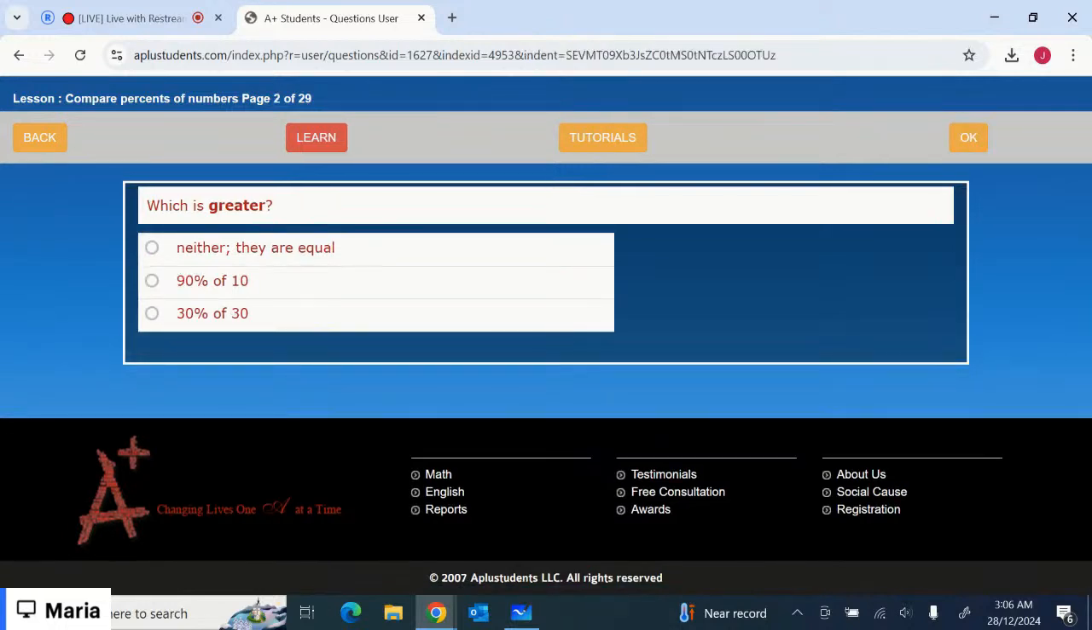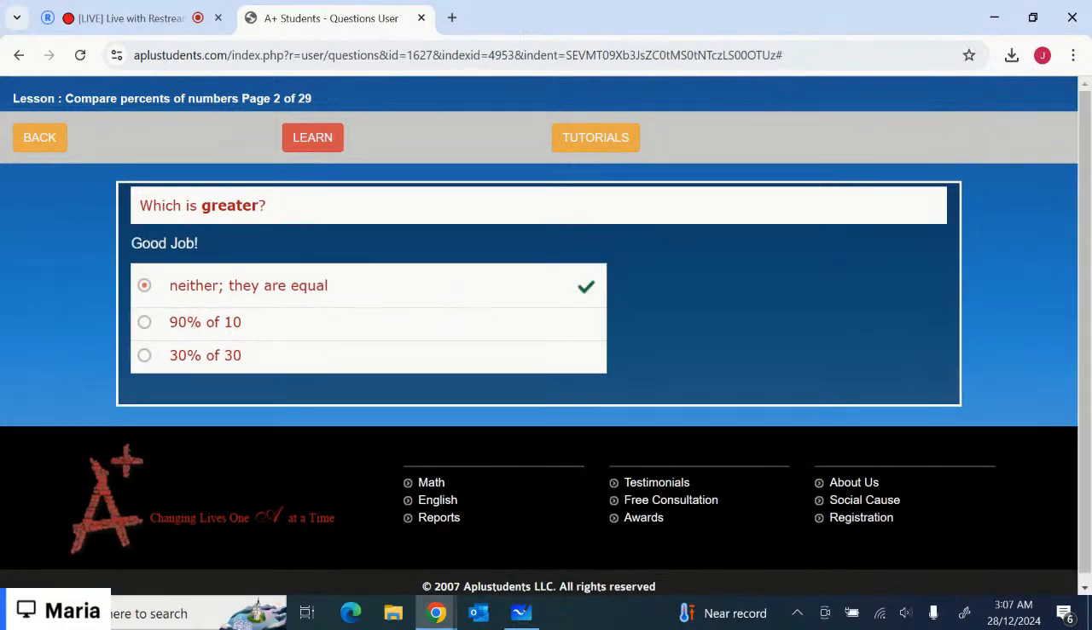Got it? Okay, the next one is which is greater, 90% of 10 or 30% of 30? 90% of 10 is 9, and 30% of 30 is also 9. So they both are exactly equal.